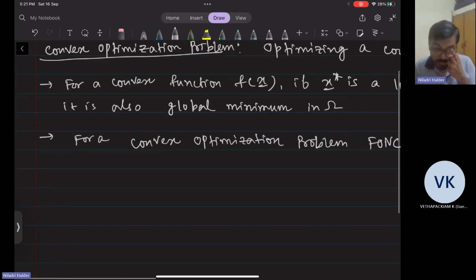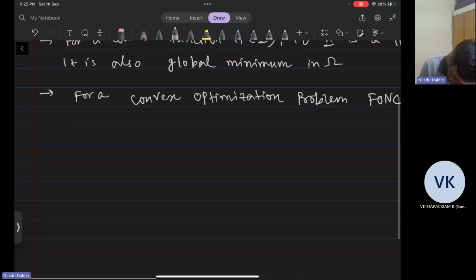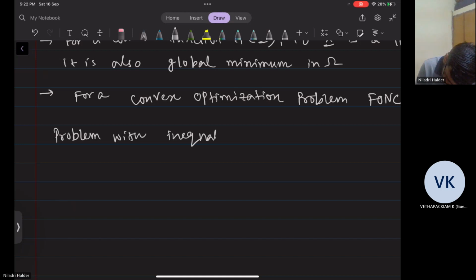So last class I discussed how to optimize the function for the equality constraint case. Now we'll deal with the inequality constraint case. So the problem of minimizing with inequality constraints.